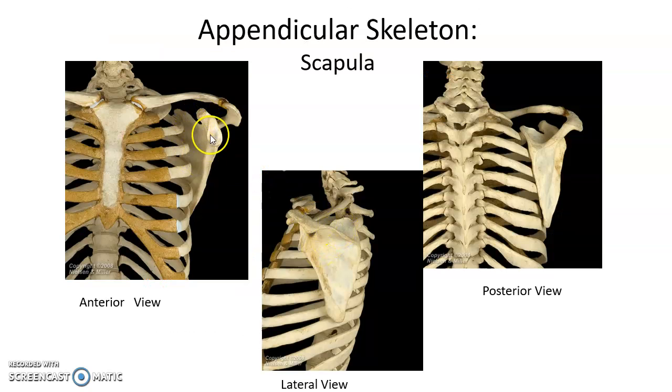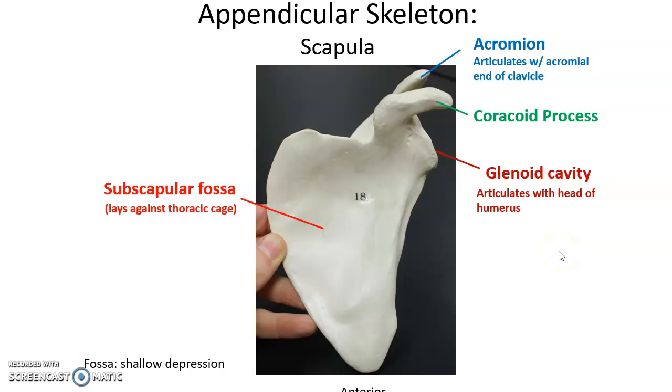Scapula. The scapula is a flattish, rather triangular shaped bone, with a number of important features. It has a large, smooth depression known as the subscapular fossa, which lies against the thoracic cage. It has a glenoid cavity. We can't quite see it, but it is a depression that articulates with the head of the humerus. The glenoid cavity then moves up to this piece of bone known as the coracoid process. Here we can just barely see the acromion.